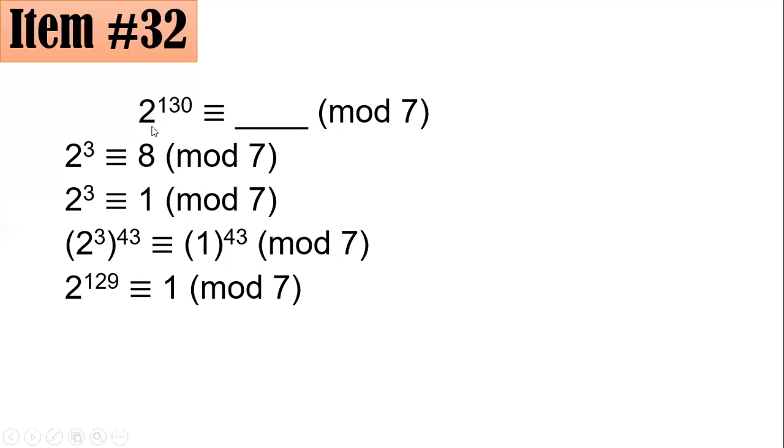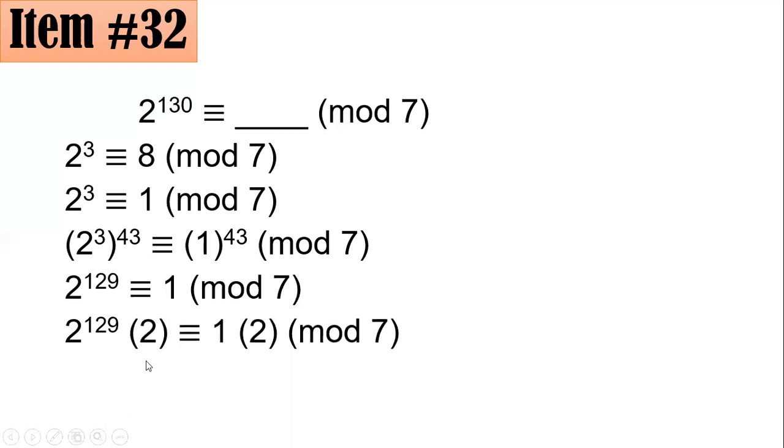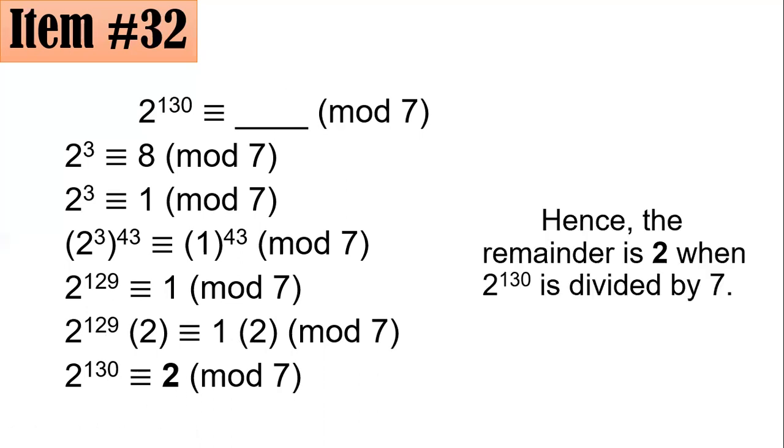However, you are looking for 2 raised to 130. What should we multiply with 2 raised to 129 to reach 2 raised to 130? We should multiply by 2. That's why we multiply both sides by 2. 2 raised to 129 times 2 becomes 2 raised to 130, which is congruent now to 1 times 2, which is 2 mod 7. So you see, we have reached our desired format, and it's 2 here. Hence, the remainder is 2 when 2 raised to 130 is divided by 7. Letter A.